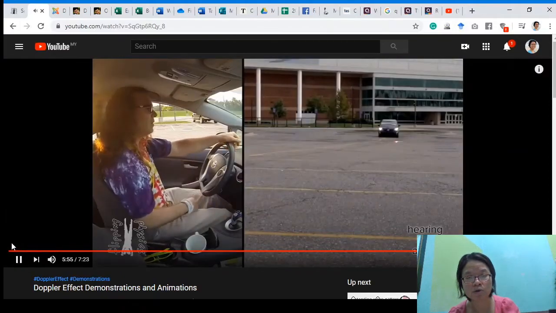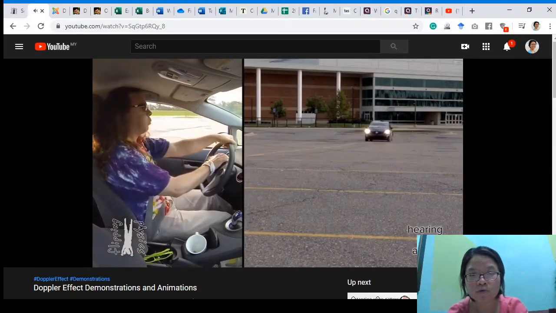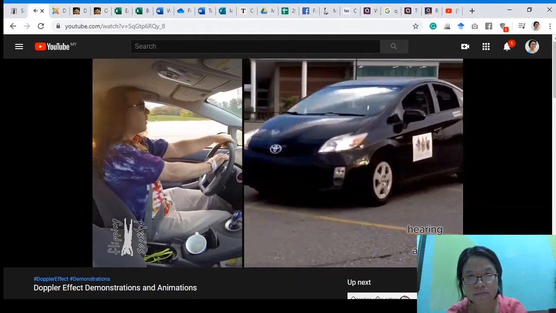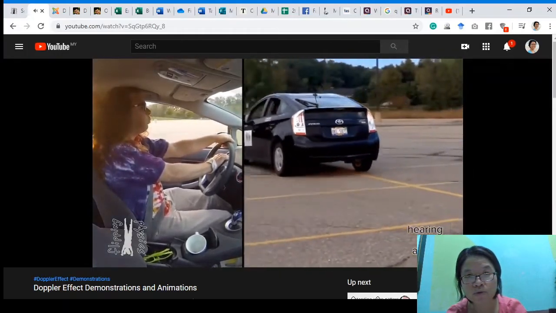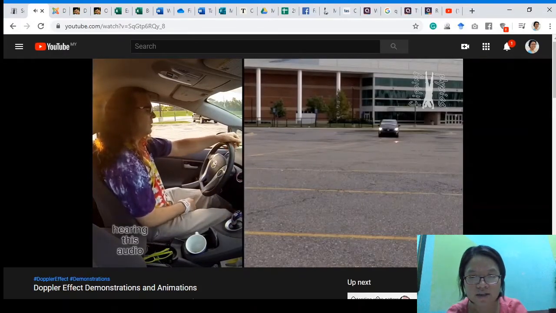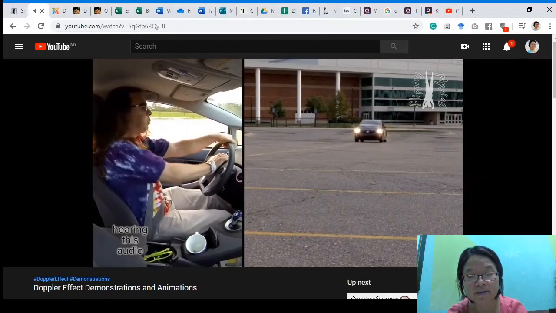Here are two different viewpoints during the demonstration. On the left, you see me in the car, and on the right, you see the event from the perspective of the stationary observer. Before, we heard what was happening from the perspective of the stationary observer. Now let's listen to what we hear from inside the car. Hear the changes in frequency. Let's see.